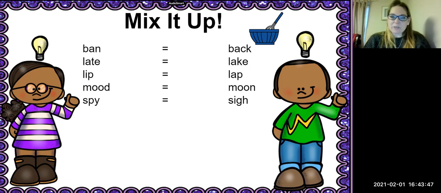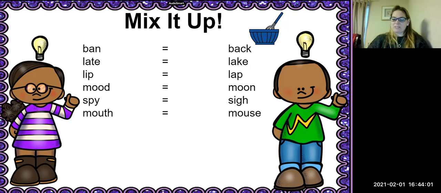Good. Our next word is the word mouth. Mouth. And we're going to change the th to s. What's the new word going to be? Mouse. Very good. All right, the next word is swing. Swing. And we're going to change the w to t. It's going to be sting.